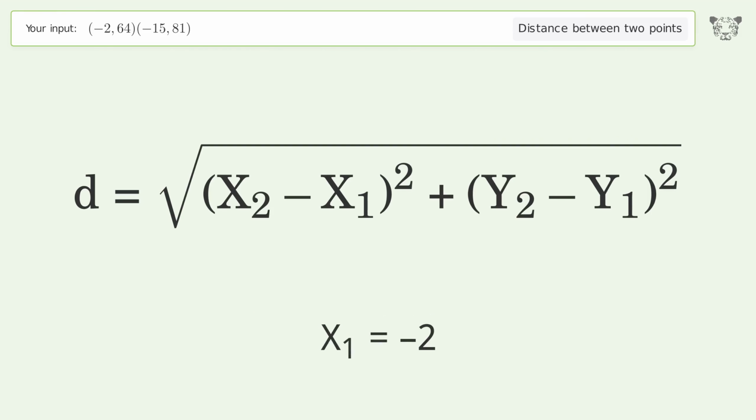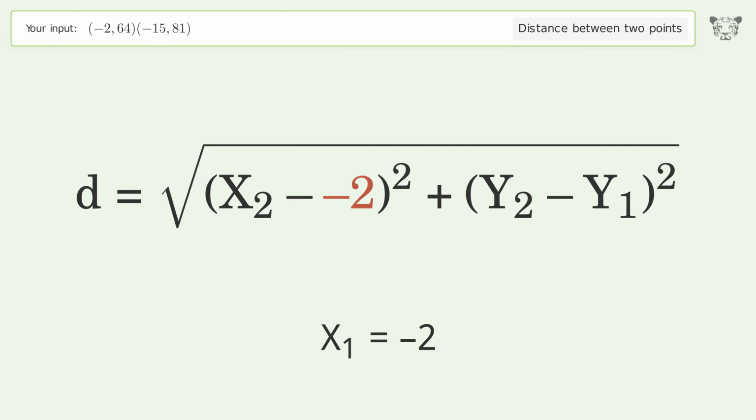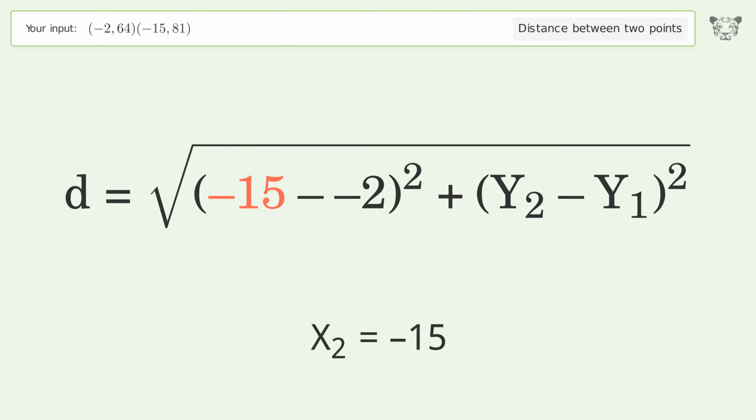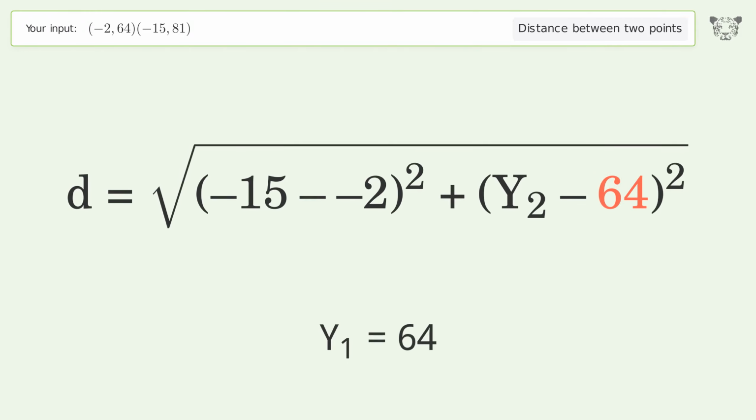x1 equals -2. x2 equals -15. y1 equals 64. y2 equals 81.